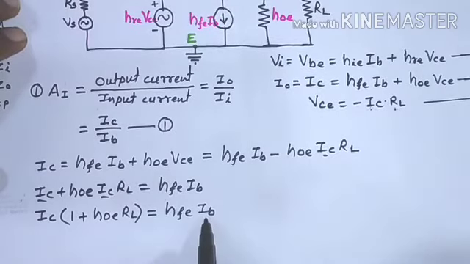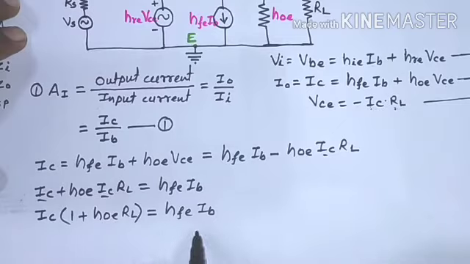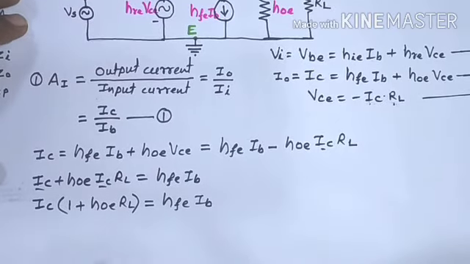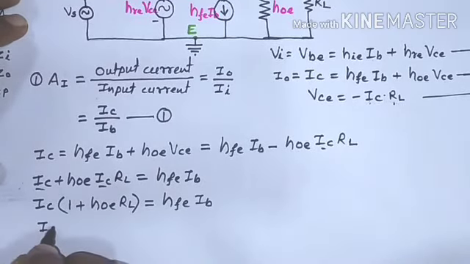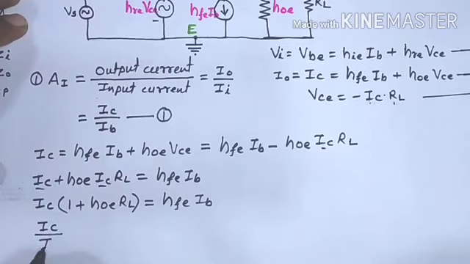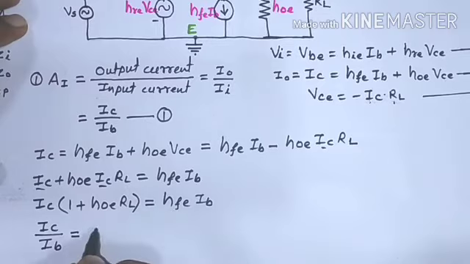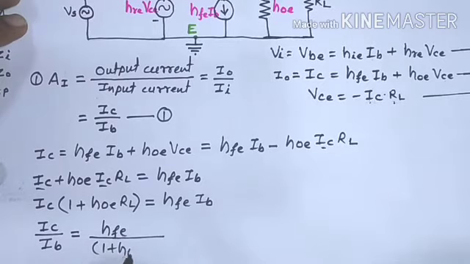Now here IB we have to transfer to this left side and this bracket to the right side. So the equation now becomes IC upon IB. We have transferred this IB to this side equals to hfe upon this bracket, so it is 1 plus hoe into RL.